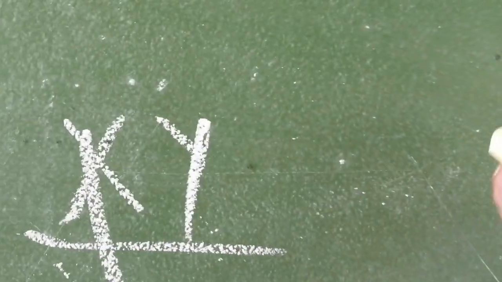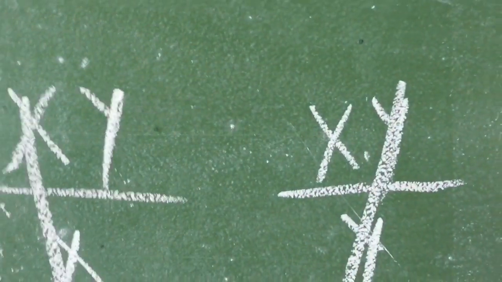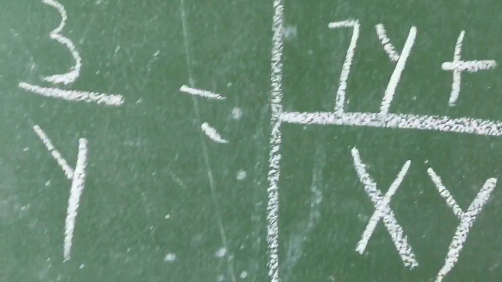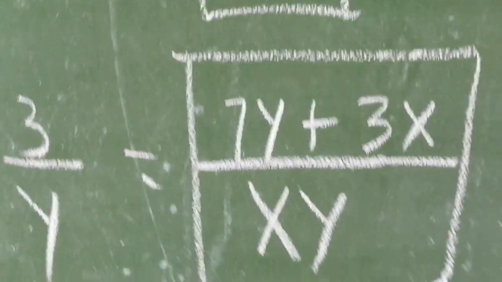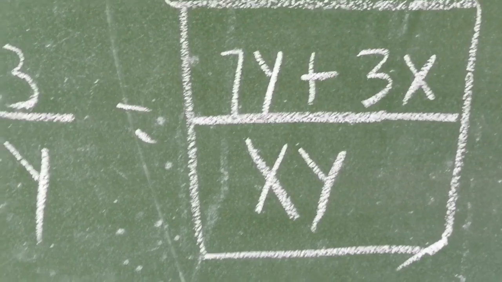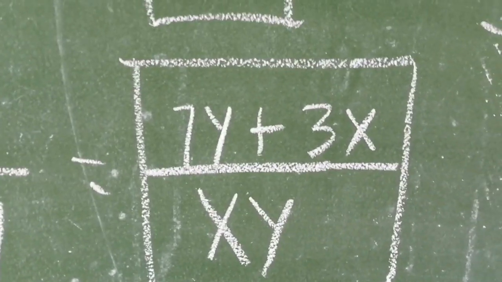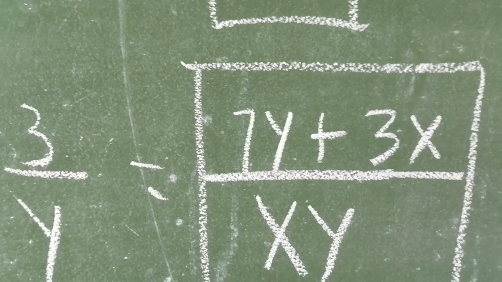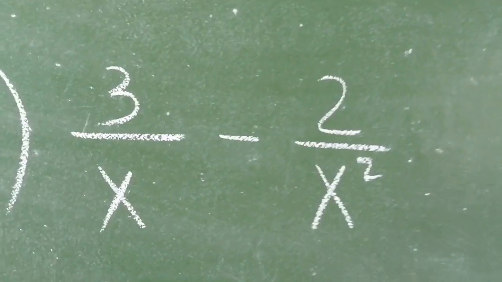I will just demonstrate. The denominator xy divided by y. So you cancel y, and x, you multiply that to 3. So that will be 3x. So this is now your answer. 7y plus 3x over xy, or you can interchange 3x plus 7y over xy. So that's the answer. Okay, let's go to another example.